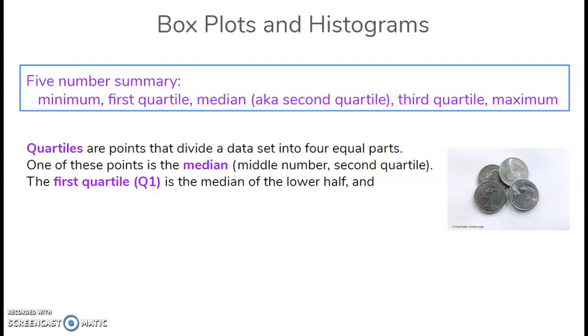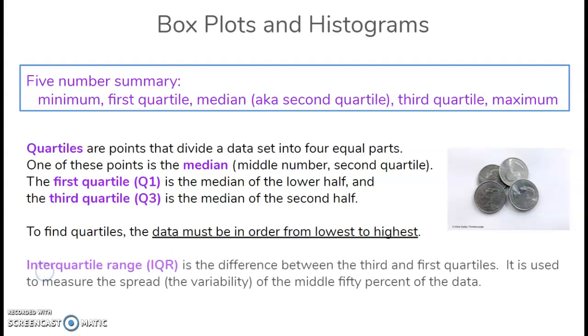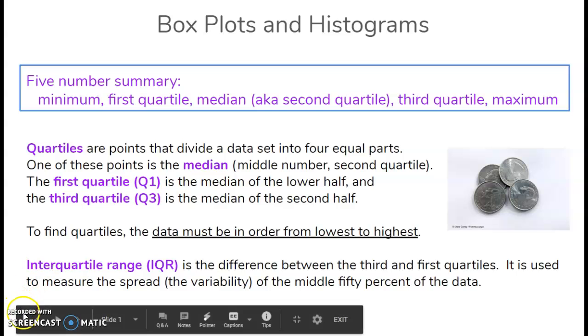The first quartile or quartile 1 is the median of the lower half, and quartile 3 is the median of the second half. To find quartiles, the data must be in order from lowest to highest, and the interquartile range, or IQR, is the difference between the third and first quartiles. It is used to measure the spread or the variability of the middle 50% of the data, and we'll be talking more about that later. Not today, but later in the next week.